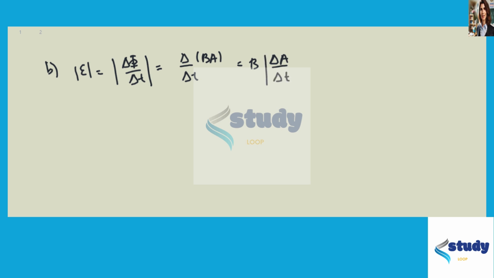Now, in part B, let's go to the new page. In part B, we are asked to calculate the magnitude of the EMF. So it's going to be delta phi over delta t, that equals B times delta A over delta t. In our case, B is constant. So delta A means A final minus A initial. Final is pi times d final over 2 squared, minus initial, which is pi times d initial over 2 squared.